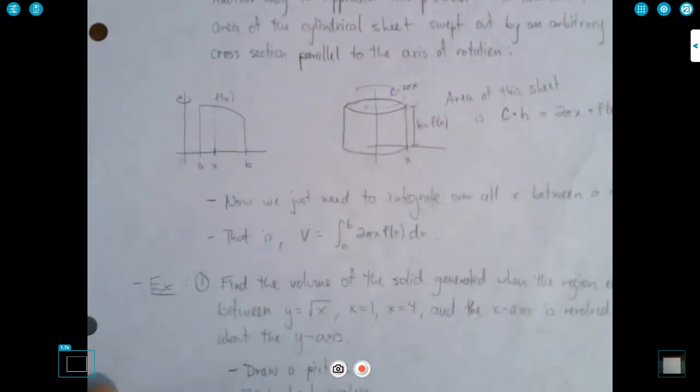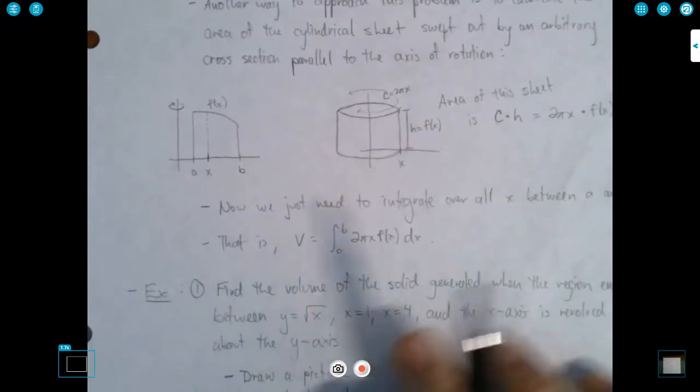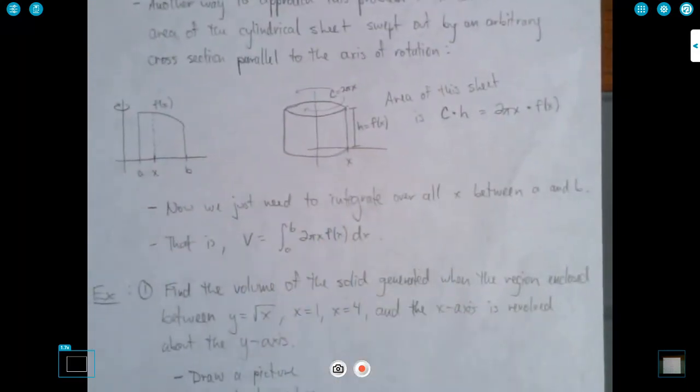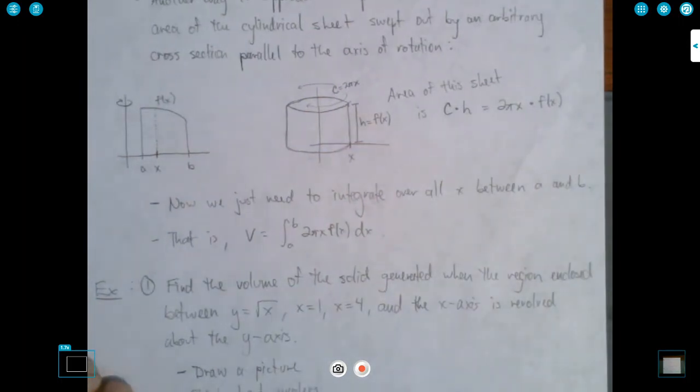So let me give you an example. This one asks us to find the volume of the solid generated when the region enclosed between y equals square root of x, x equals 1, x equals 4, and the x-axis is revolved about the y-axis. So let's do that.